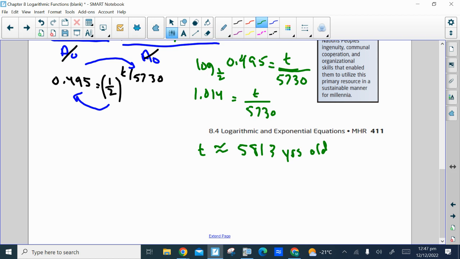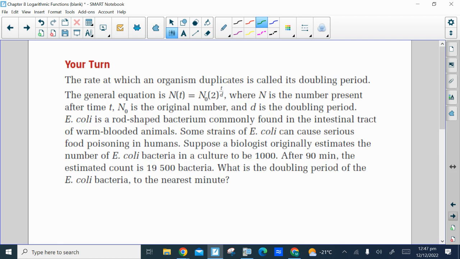Right, so in this case, again, we have to come up with the formula. And the one on the next page, in this case, we're given the formula, but we should be able to look at it and see where everything comes from. The rate at which an organism duplicates is called its doubling period. The general equation n at t equals n sub 0 times 2 to the t over d, where n is the number present after time t, n sub 0 is the original number, d is the doubling period. We call that the growth period. In this case, we're saying doubling period because that's how long it takes for the number of organisms to double.